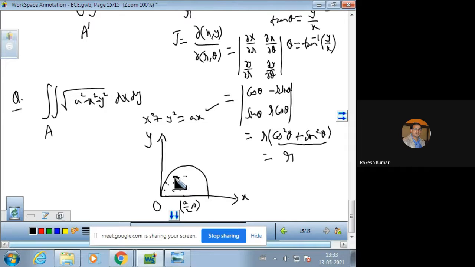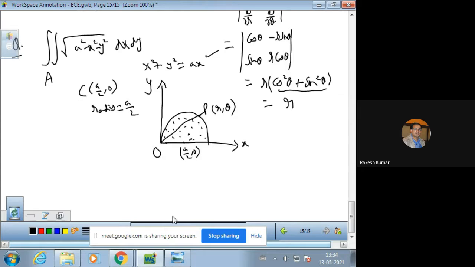So you need to evaluate the integral over this region. Let P be any point on the circumference and having polar coordinates r and theta. So this is the equation of a circle, and the center is a by 2, 0, and this is the center, and radius is also a by 2. The region is shown shaded in the figure.